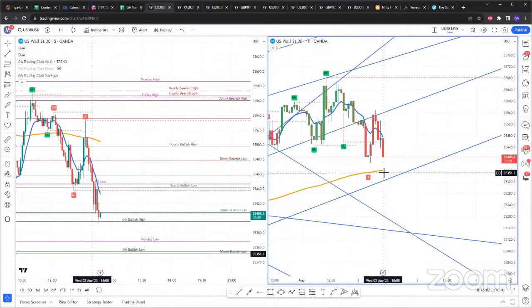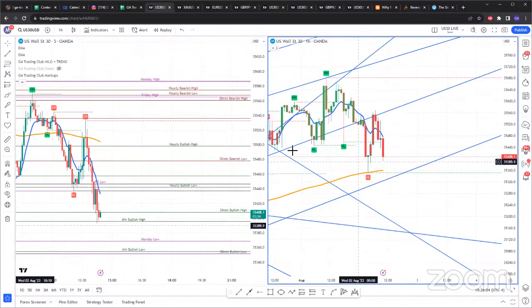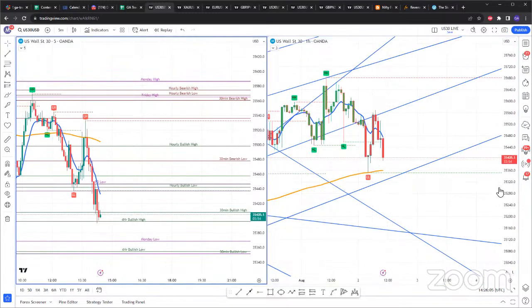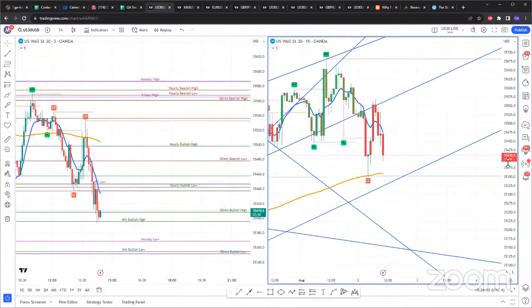US 30 should literally touch this 200. I have like a 90% probability of US 30 hitting the 200 DMA. I just hope it doesn't come back up and stop us out at break even. But my target is there. I just wanted to look at that.